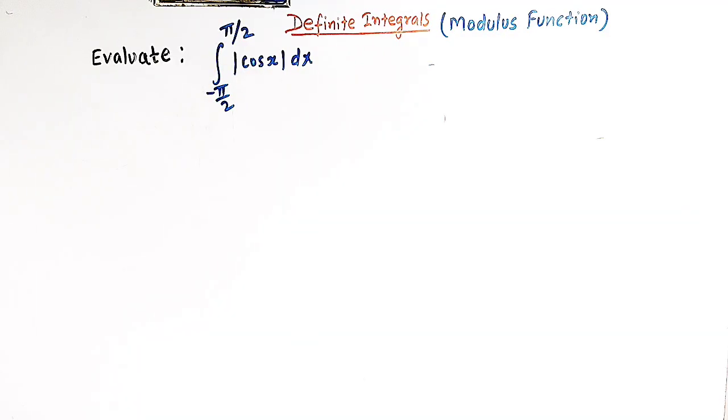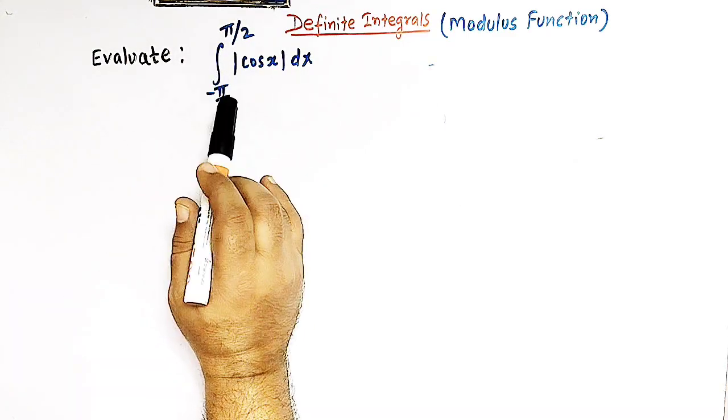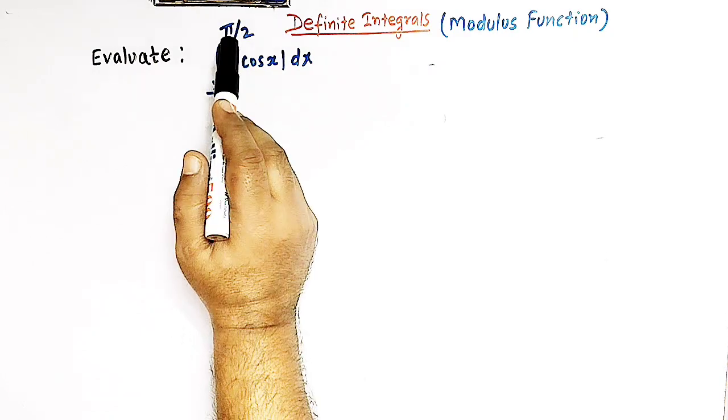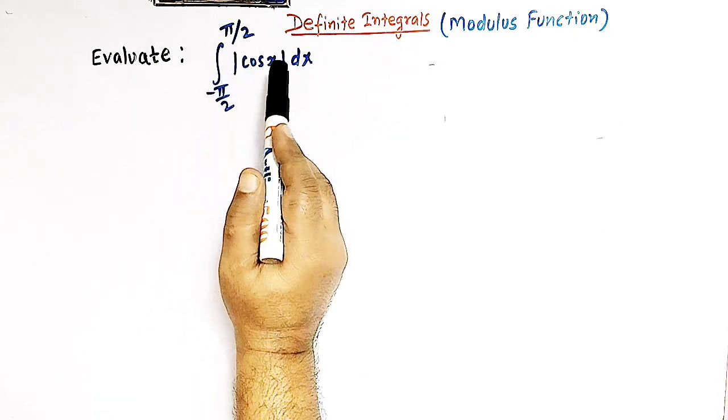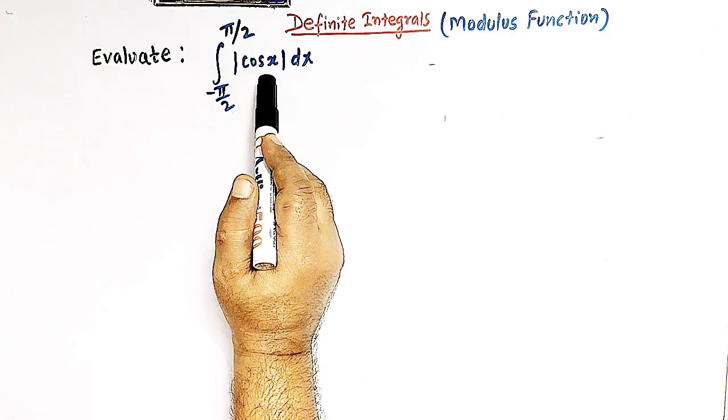Hello viewers, in today's session we are going to discuss another important and conceptual problem from definite integrals. And in this session we'll solve this integral where we have the limits from minus pi by 2 to pi by 2, and the integrand is absolute value of cosine x, right?